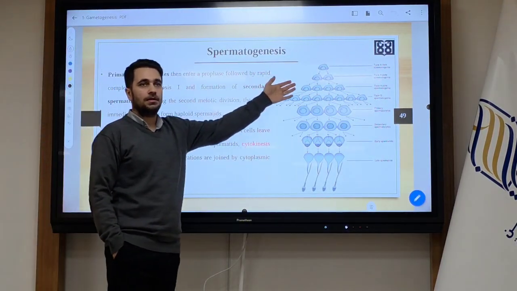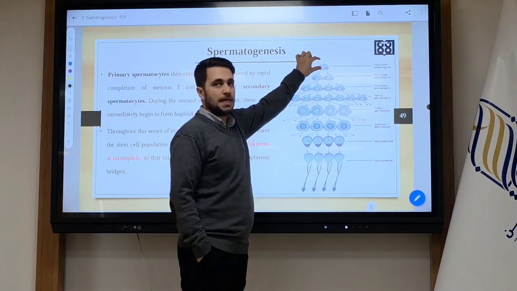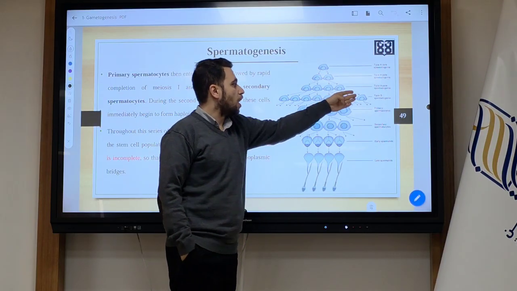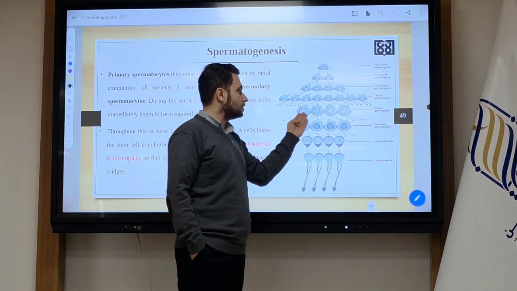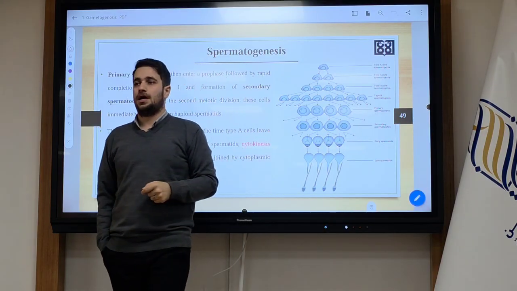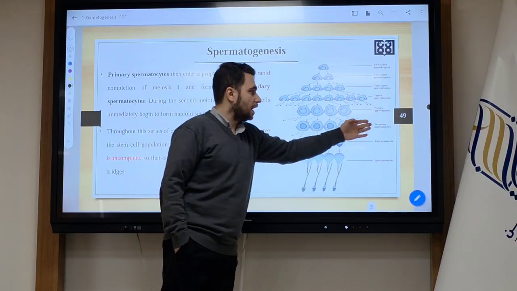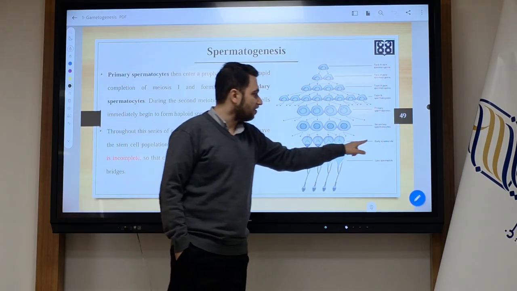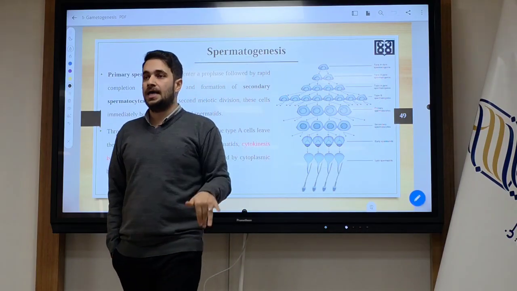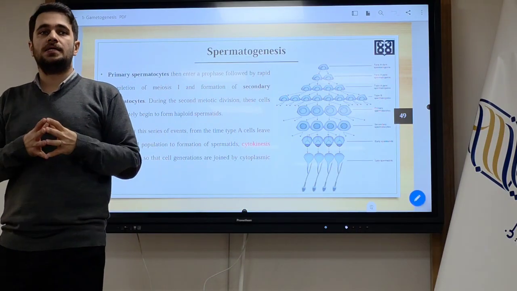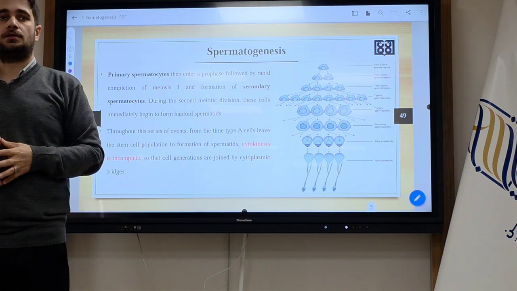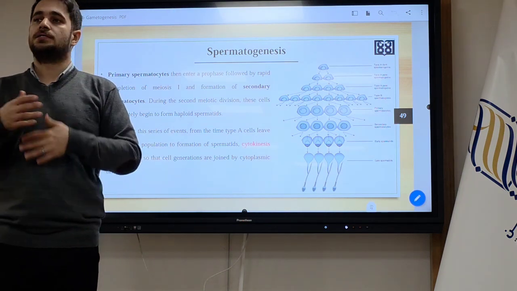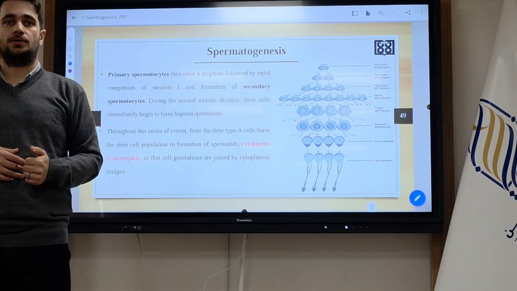So this is the process of spermatogenesis. You are seeing it starts by type A, then mitotic division, type B, and after the type B, it goes to primary spermatocyte. Then it goes to secondary spermatocyte, and at the end of meiosis 2, we have a spermatid. But at the end of meiosis 2, the spermatid is not ready for fertilization. It needs another process. We call it spermiogenesis, I will tell you.